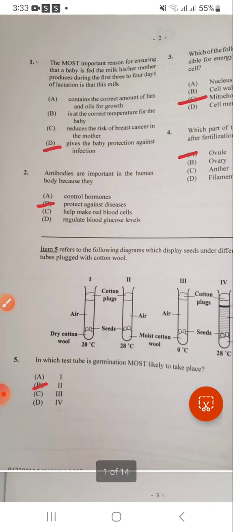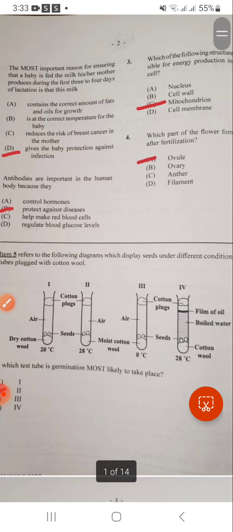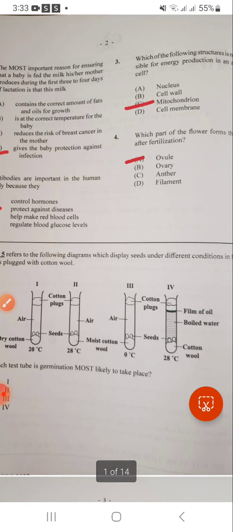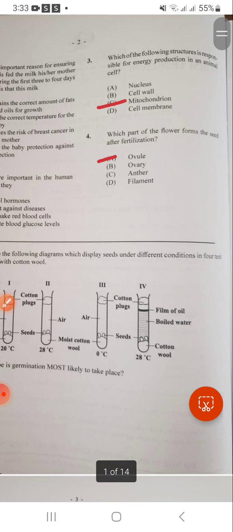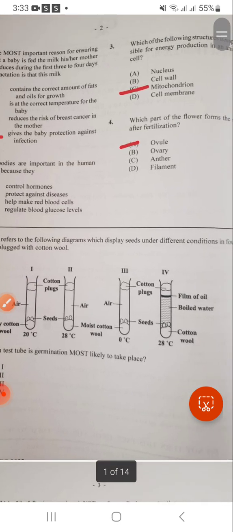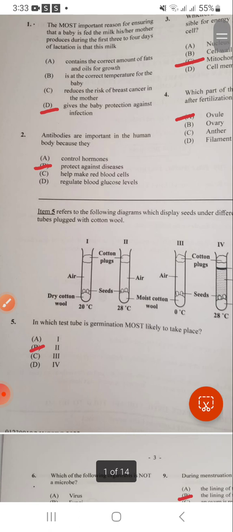Question 5 is a question that I've seen on more than one occasion. It refers to the following diagrams which display seeds under different conditions in 4 test tubes plugged with cotton wool. The question is, in which test tube is germination most likely to take place? And the correct answer for that one is B, test tube B, or test tube 2. There's 28 degrees Celsius, there's moisture, there is air.